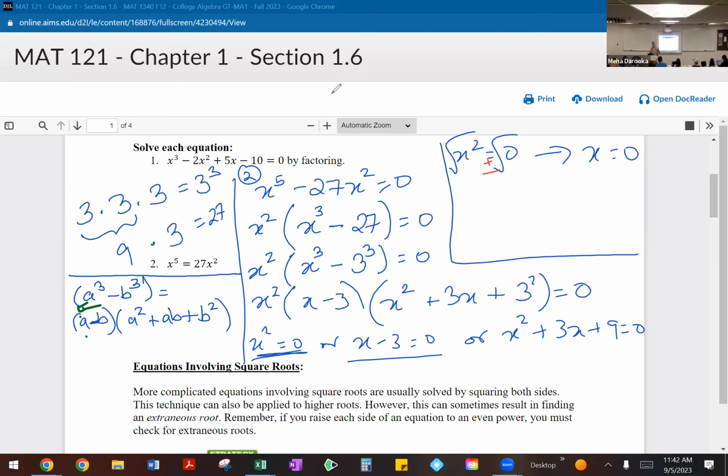What response do we get from x minus 3 equals 0? What will our answer be? Very nice. X equals 3. So that's actually my third solution. Now the other two are going to come from this guy over here, which is the x squared plus 3x plus 9. Can I factor that polynomial? X squared plus 3x plus 9?